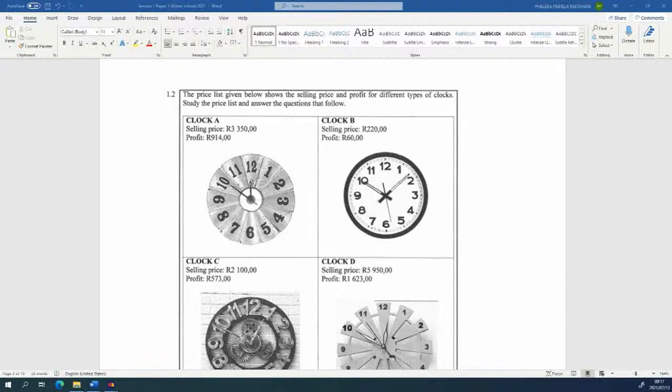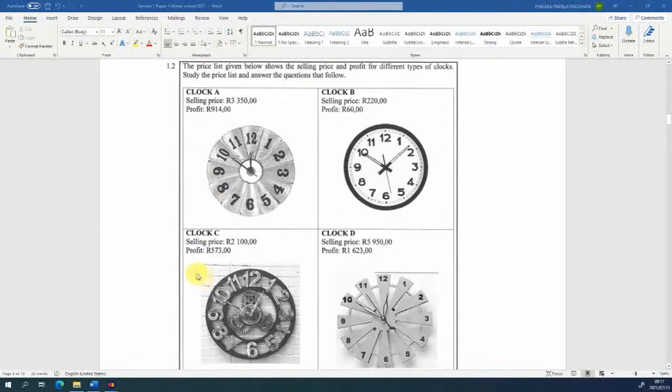1.2. Let's read. We are all settled in. The price list given below shows the selling price and profit for different types of clocks. Study the price list and answer the questions that follow. Okay, you have clock A, clock B, clock C, and clock D. Again, we do not rush to our questions. We try and make sense of our context. It is quite straightforward: for different types of clocks, you have a selling price and you have a profit.